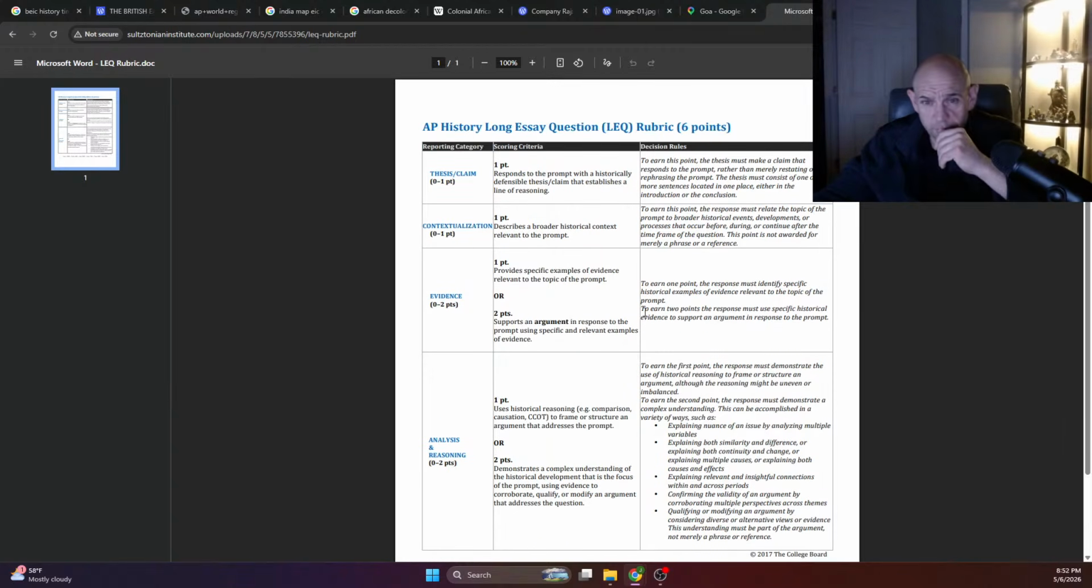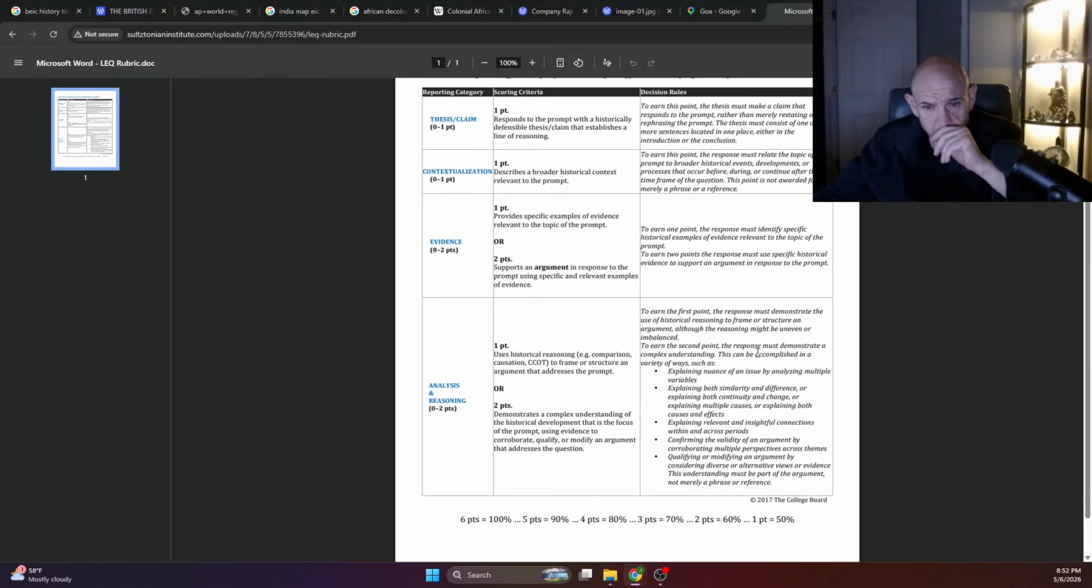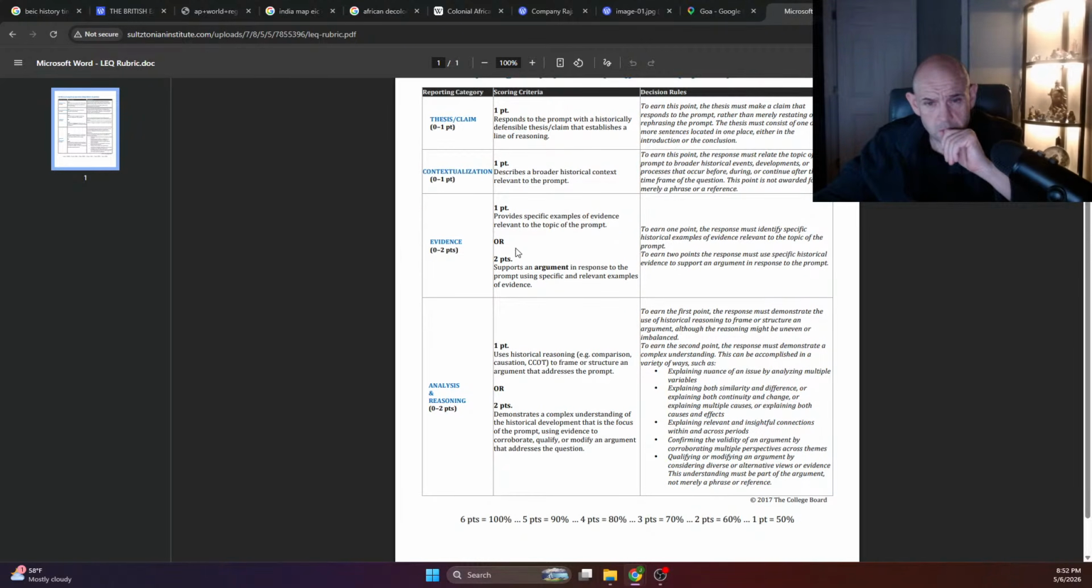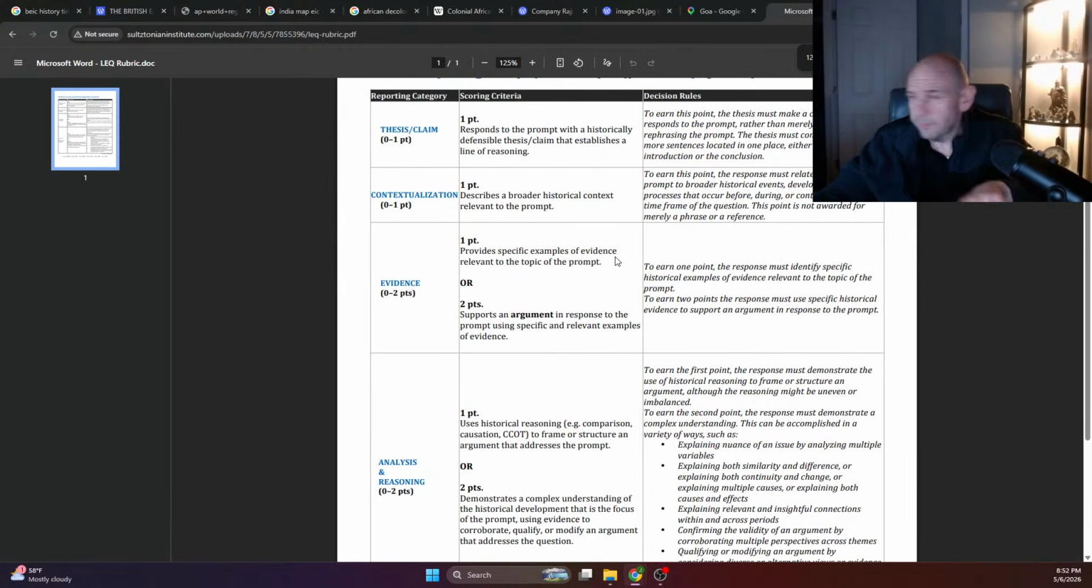This is the official rubric. Let me just make sure. 2017. Hold on. Yep, it's the same. So they changed the DBQ rubric, but this is the same.